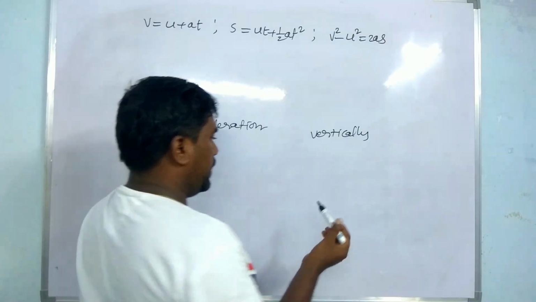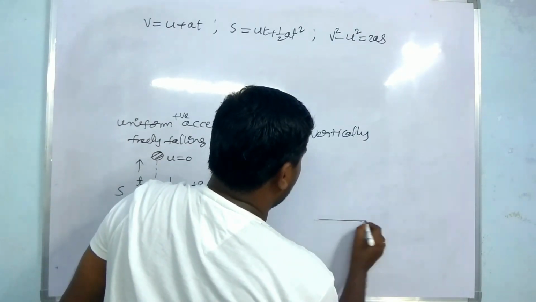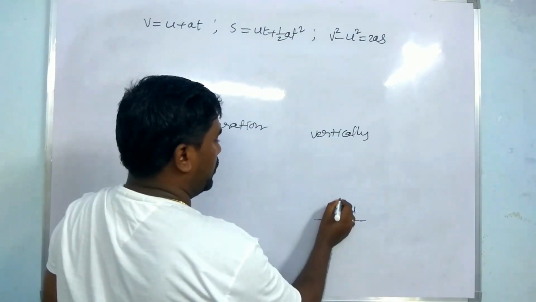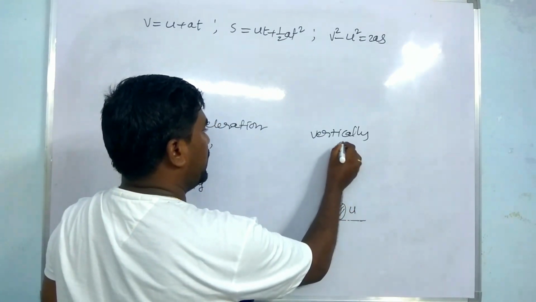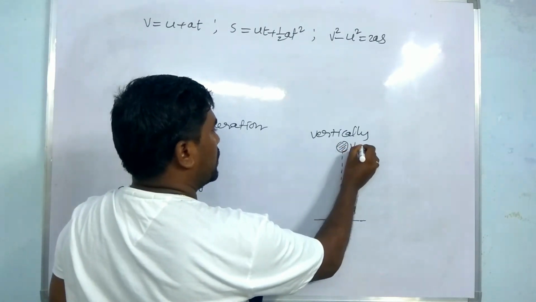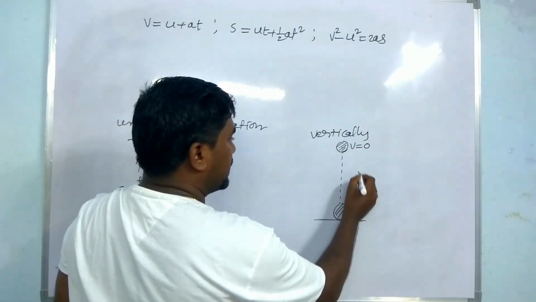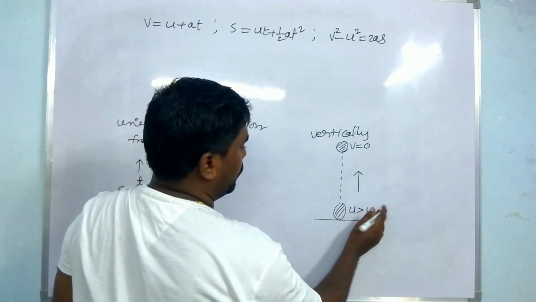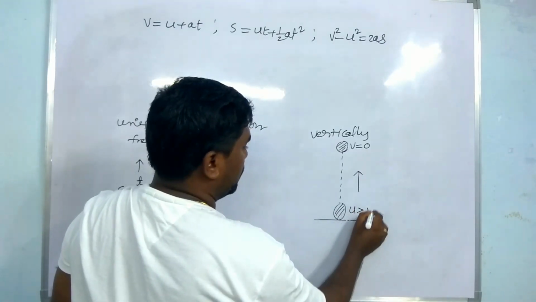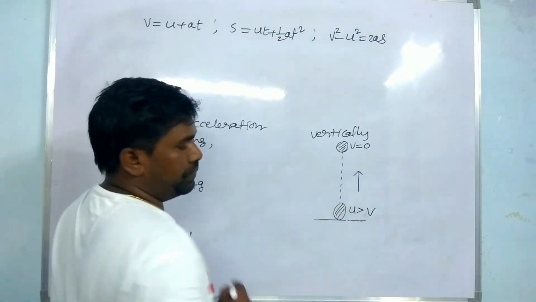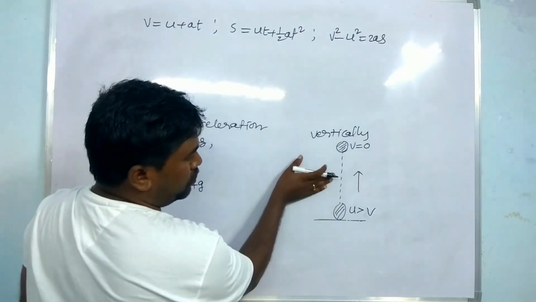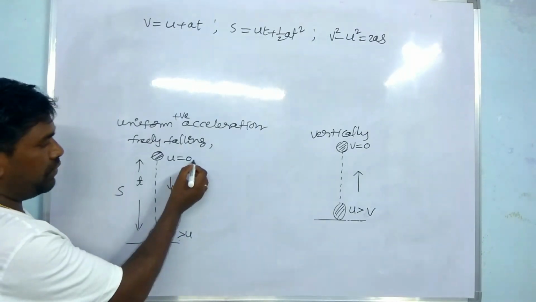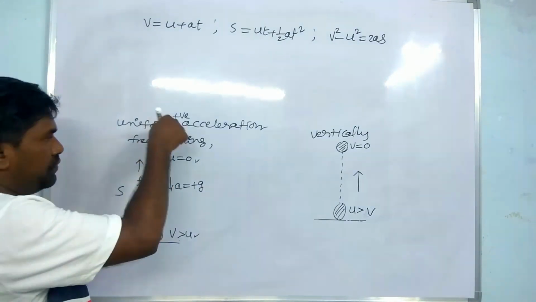Okay, so in this case, if a ball is thrown upwards, projected upwards with some initial velocity, it will go in the upward direction and finally its velocity will be equal to 0. Here the acceleration decreases. Here the acceleration increases, because the velocity increases in a freely falling body.